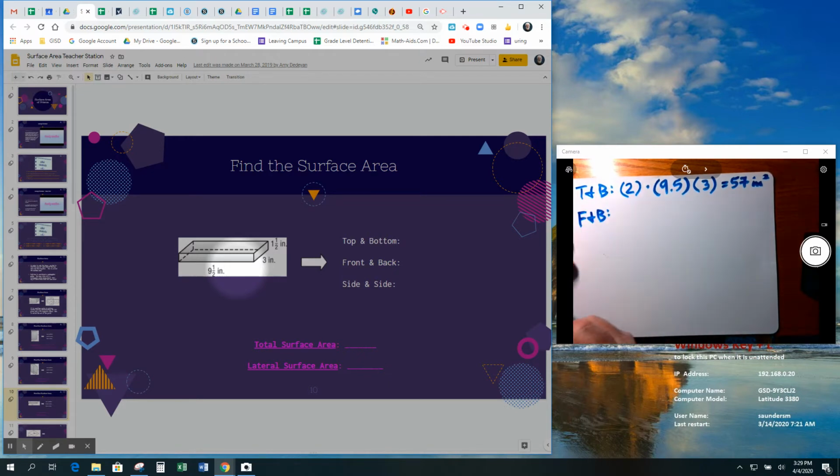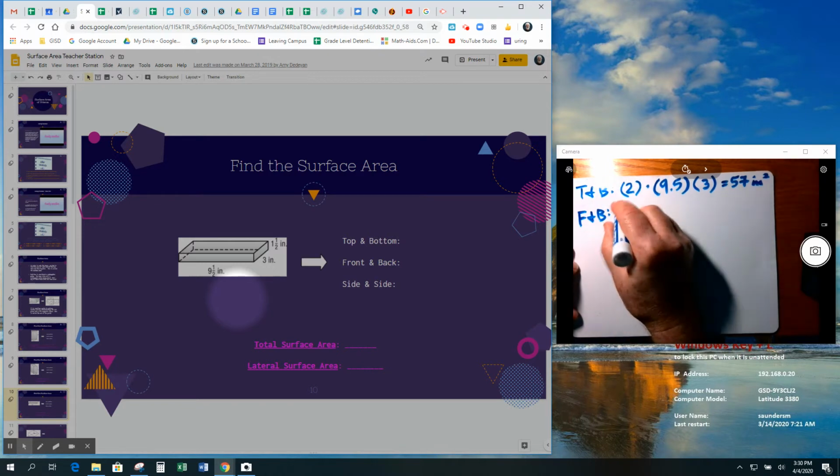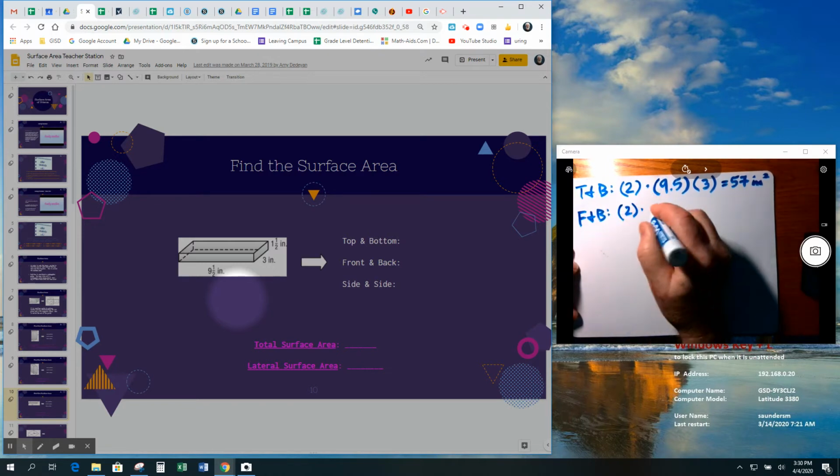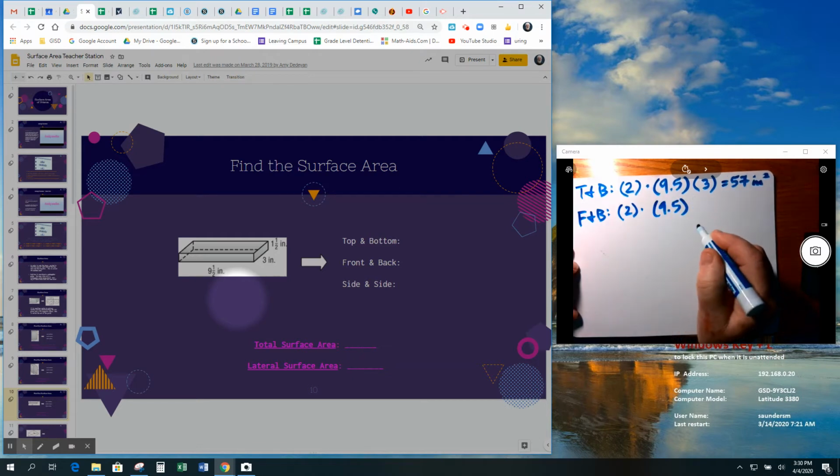Now I have a front and a back. My front and back are these skinny ones. That's the front and that's the back. Front and back, front and back. So the little skinny ones, I have 2 of them, and those are 9.5, and they're 1.5 inches tall.